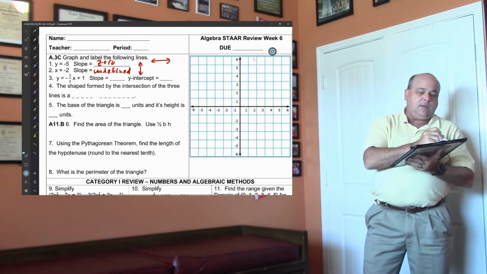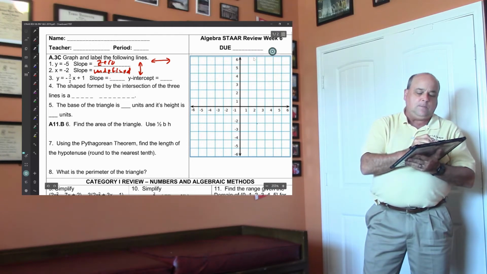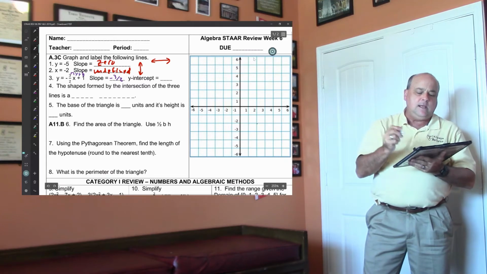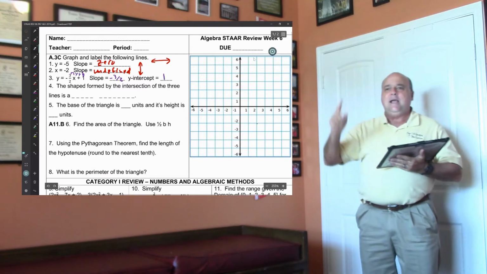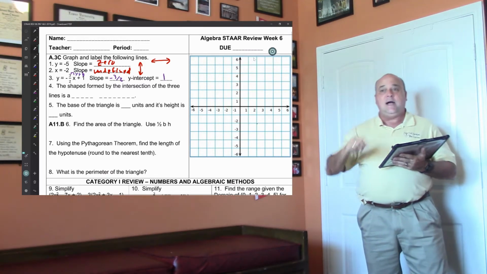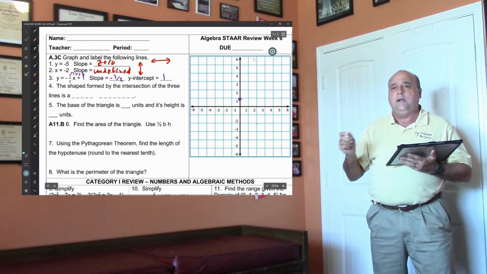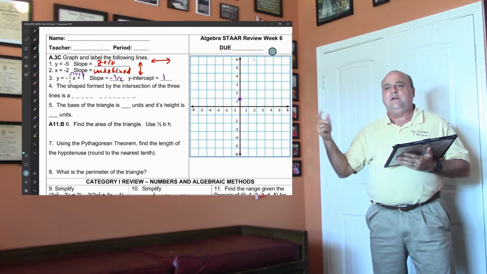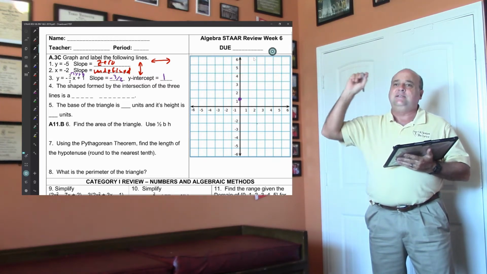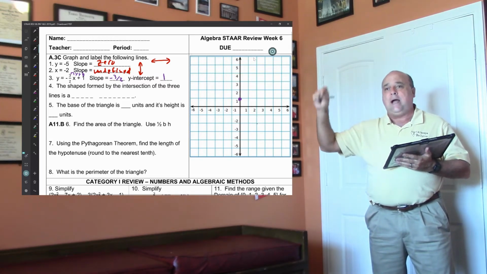The next line would be -3/2 as your slope. Remember, this is mx plus b, right? And the y-intercept would be 1. I'm going to draw the y-intercept in one dot, and you can finish the rest. So this line would cross the y-axis at 1, and then the slope is -3/2. That means it's going to go down 3, right 2.